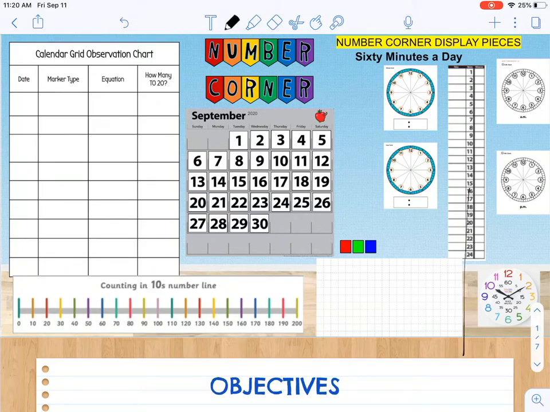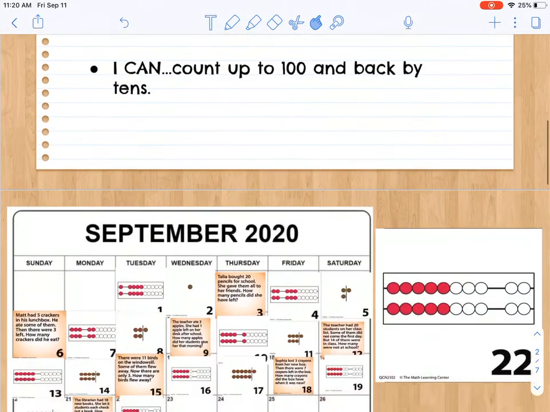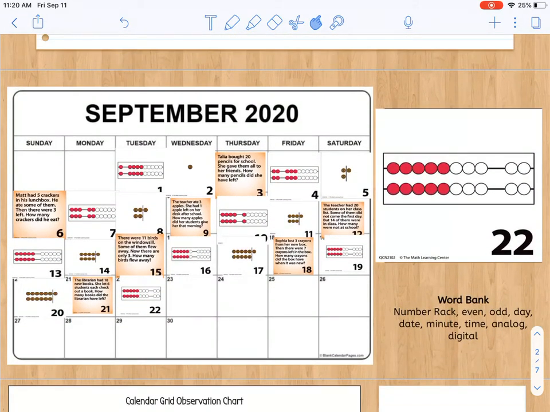Today we have two objectives. First, I can solve story problems by acting them out. And I can count up to 100 and back by tens. Let's take a look at our new calendar marker today.